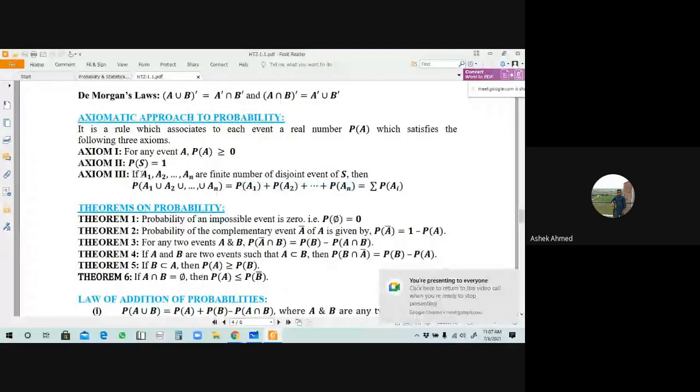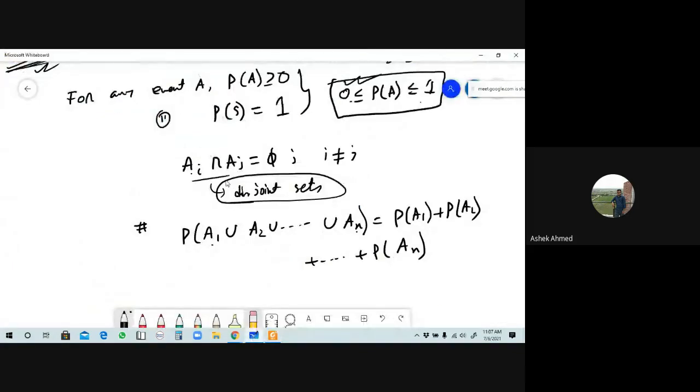Here, if A1 up to AN, how many sets are there? N sets. Is it right? Yes sir. Okay. If those sets are disjoint sets. What do you mean by disjoint set? Sir, there cannot be anything common. If the intersection of any two sets is the empty set, not a non-empty set, then those sets will be called disjoint sets, okay?